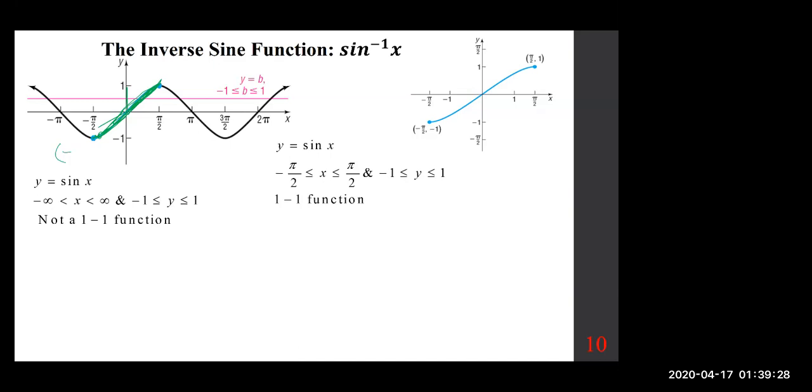Look at this one, class. Negative pi over 2, negative 1. Zero, zero. Pi over 2, 1. All you have to do is graph those 3 points.